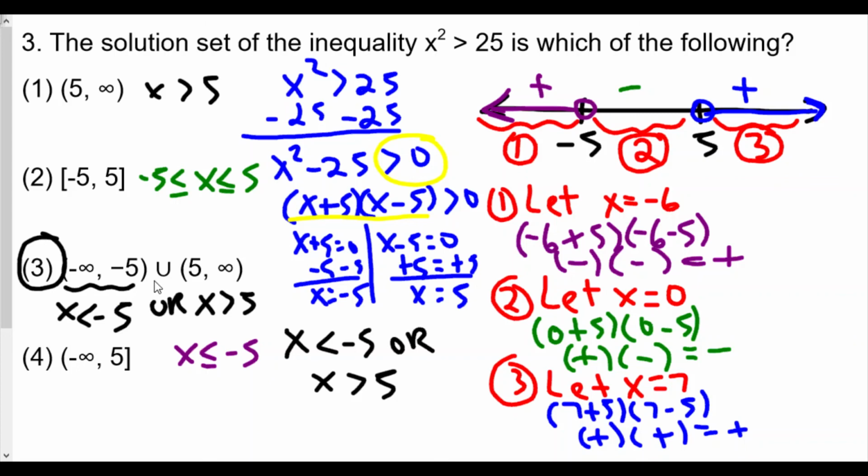All right, ladies and gentlemen, this is going to be the end of our Algebra 2 quadratic functions, lesson number 7, quadratic inequalities in one variable, home review part 1.